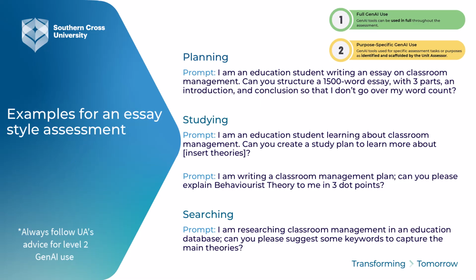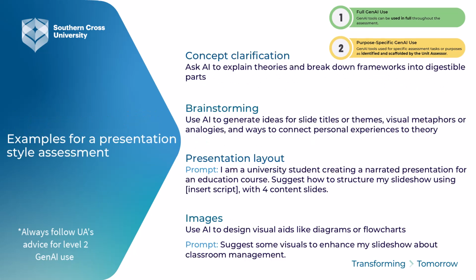For a written or essay style assessment item, you could also use a tool for planning the structure of an essay, ask it to create a study plan, ask it to explain theories, or to help with keyword searches. These would all be appropriate uses for a level 1 or 2 GenAI use. You may want to pause the video to read the prompts more thoroughly.